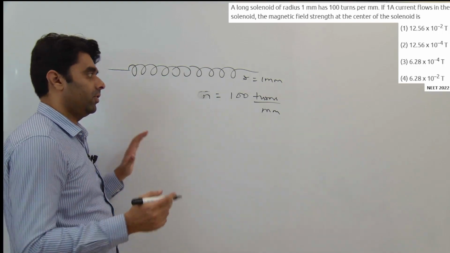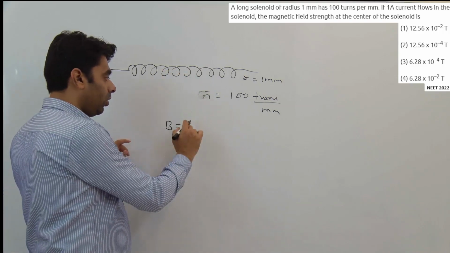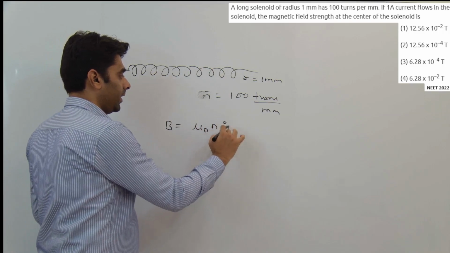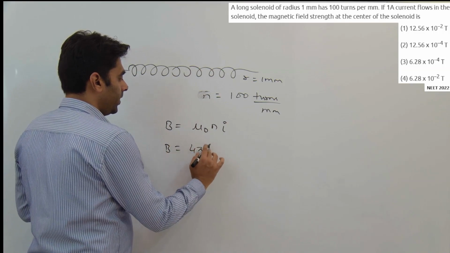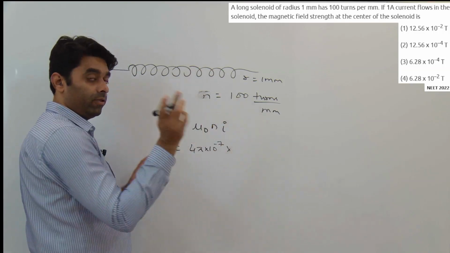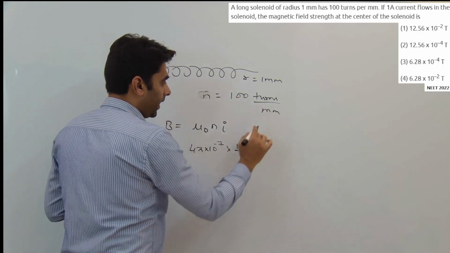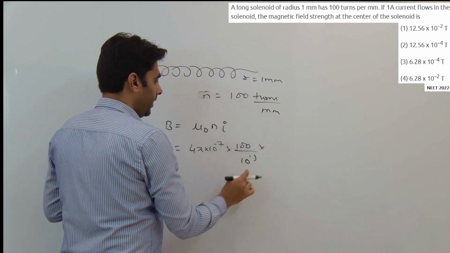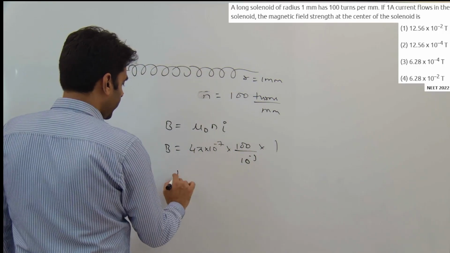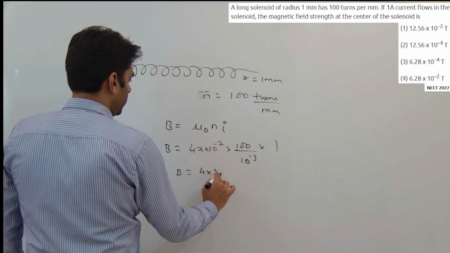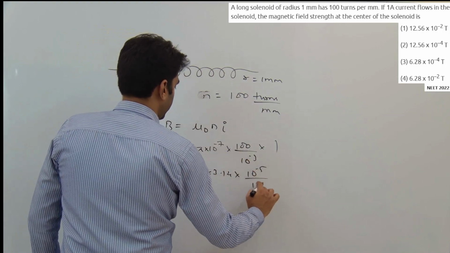What is our relation? Magnetic field due to a long solenoid is given as mu naught N I. Let us substitute the values. Mu naught is 4 pi into 10 power minus 7. N, the number of turns per unit length, is given to us in mm, so it will be 100 by 10 power minus 3. I, current, is 1 ampere. When we simplify it, we get 4 into 3.14 into 10 power minus 5 by 10 power minus 3.